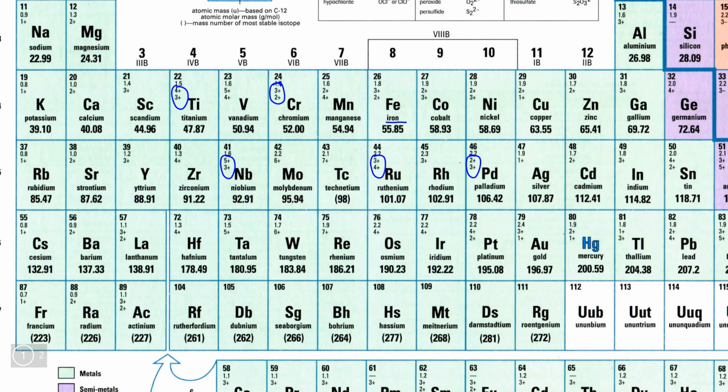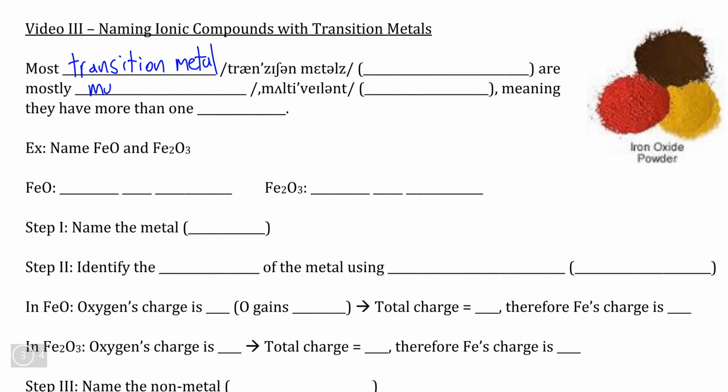Now, what makes transition metals special is that if we look at their charges, we see that many of the transition metals actually have multiple possible charges, and the word that describes this is the word multivalent. Remember that valence refers to the electrons on the outermost shell, and those electrons determine how many bonds a substance can make and how many electrons a substance is going to lose, which affects the charge.